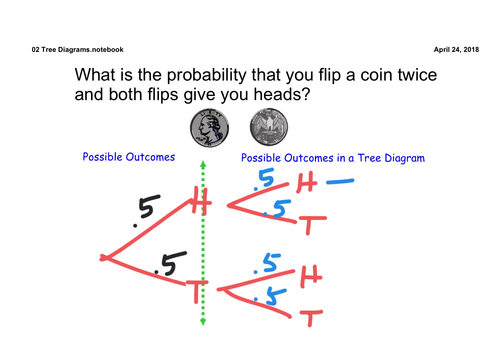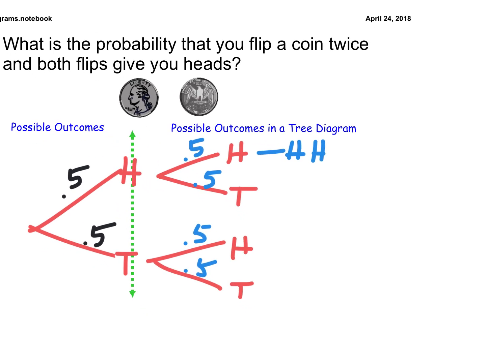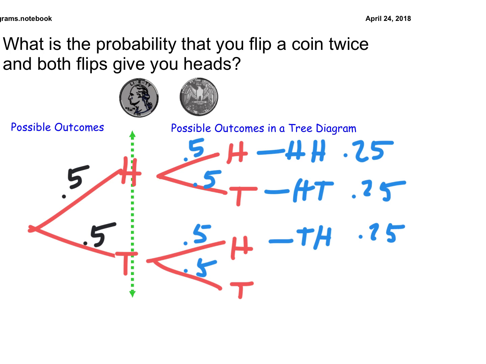Sum this one up: it's heads, heads, and its probability is 0.5 times 0.5, which is 0.25. Heads, tails, probability 0.25. Tails, heads, 0.25. And the last one was tails, tails, 0.25. Put them all together, you get 1.0.